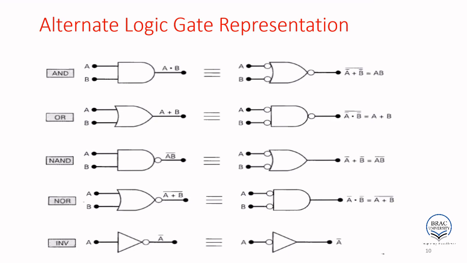So what we call this is: you replace your AND gate using an OR gate, or your OR gate using an AND gate, and inverting is an inverter. Just replace this bubble. The input side doesn't have a bubble, put a bubble here. The output side has a bubble, remove the bubble. So this is the alternate representation.